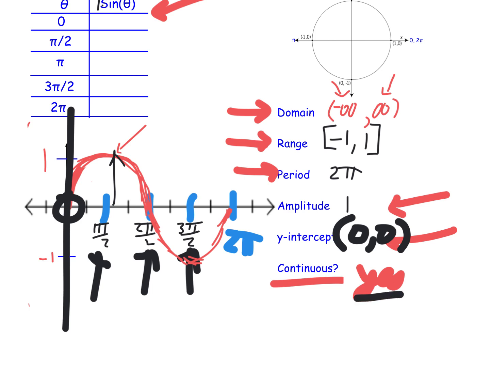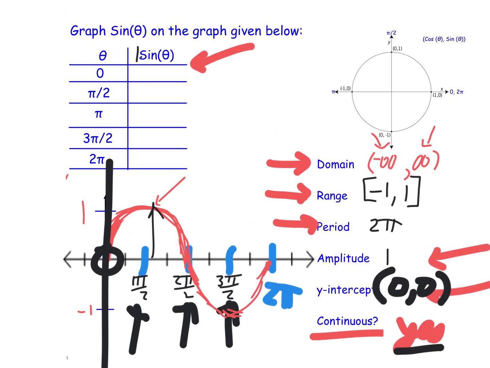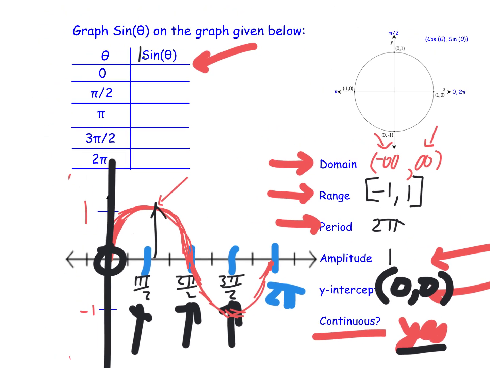And continuous, you already said yes because it keeps going. Like, we only graphed a little part of it. Now, to me, the hardest part is just going back and figuring out this thing. At 0, what was sine 0? Because we were at the point 0, 0.